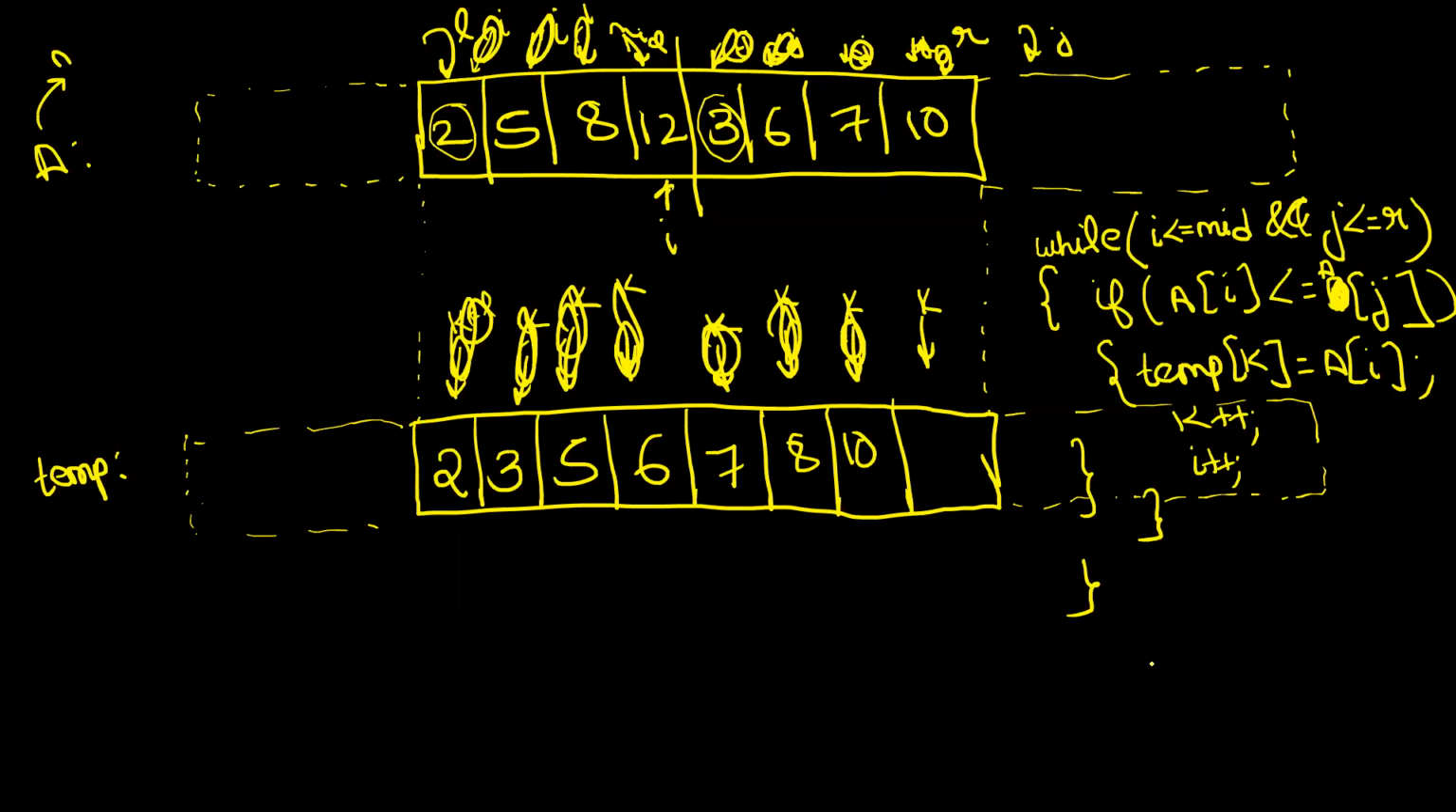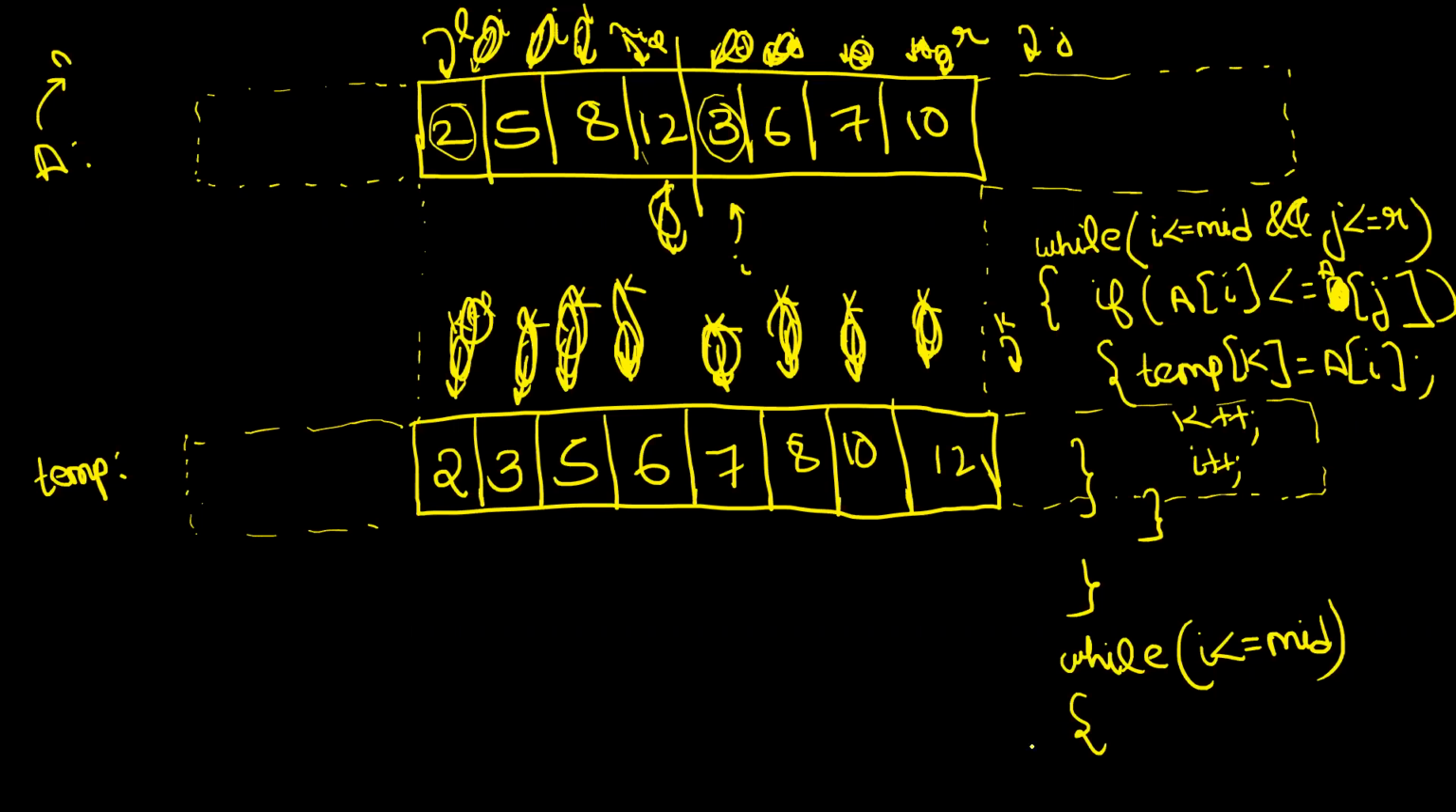What are the 2 while loops? I will check. Is the left part pending? How? While I is less than equal to mid. If the left part is pending, I will just copy the elements from A, from this left part, into temp at index K. So while I is less than equal to mid, this part will run. What do I do? temp of K is equal to A of I. So I write 12 here. I do a K plus plus and I do a I plus plus. Now, the moment you do a I plus plus this time, what will happen? This while loop will terminate. That means you have copied the remaining elements from the left subpart into the temporary array.